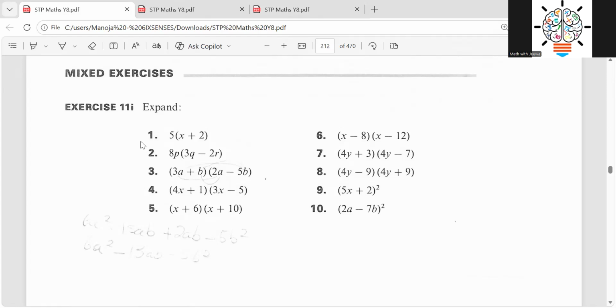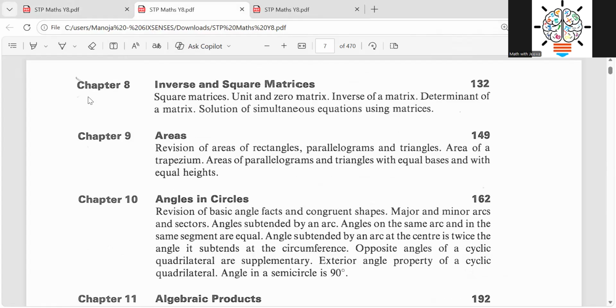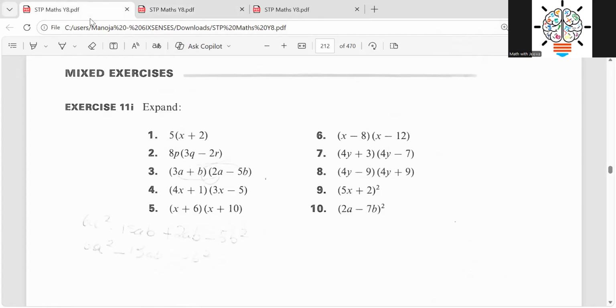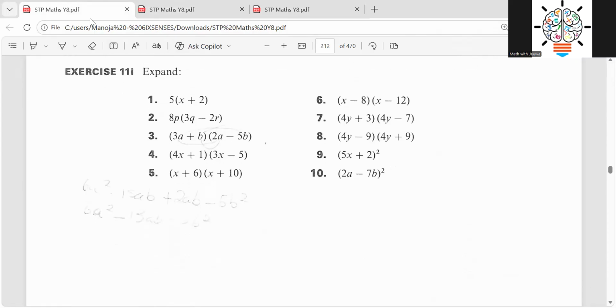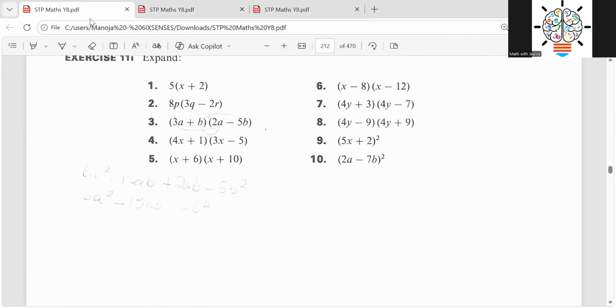Because these 4 lessons are very important: chapter 11, 12, 13 and 23. These 4 lessons take a considerable portion of your O-level syllabus. This basic knowledge will be very important. Therefore, please follow me and try to understand the concept well. So this is the mixed exercises, chapter 11, exercise 11I.